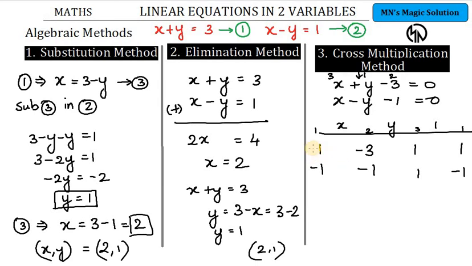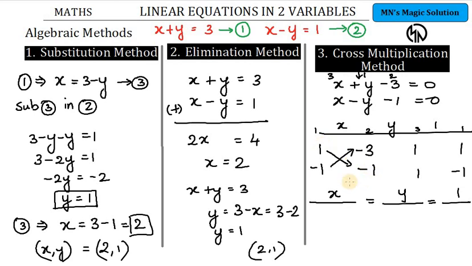So after writing all the coefficients of these two equations in this pattern, we have to cross multiply and subtract. How to go about this? First, what we have to write is x divided by, is equal to y divided by, is equal to 1 divided by. Below each divided by, we cross multiply and subtract and write the answer. So how you will cross multiply: 1 into -1 minus -1 into -3. You have to multiply these two, multiply these two, subtract both and write it down.